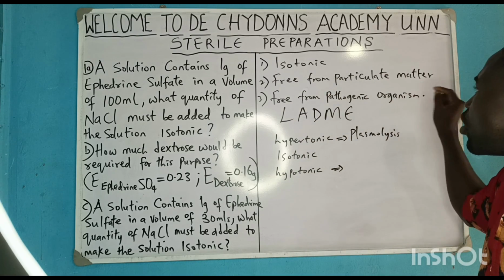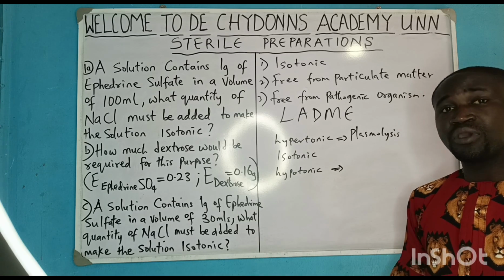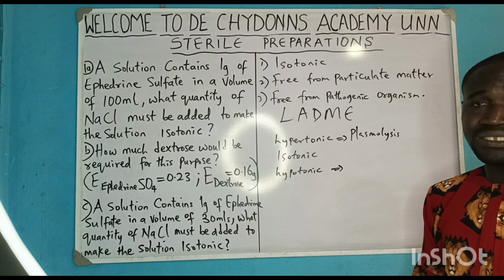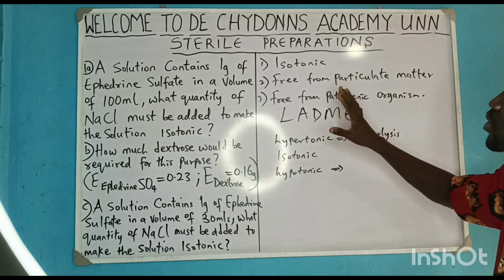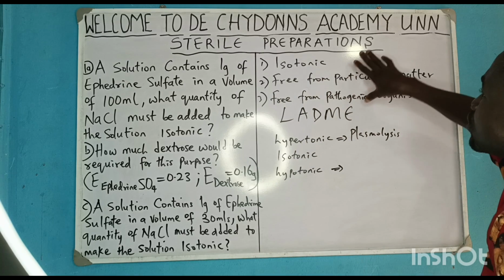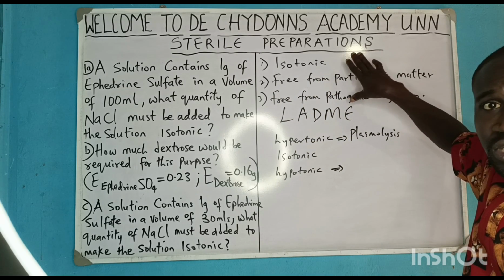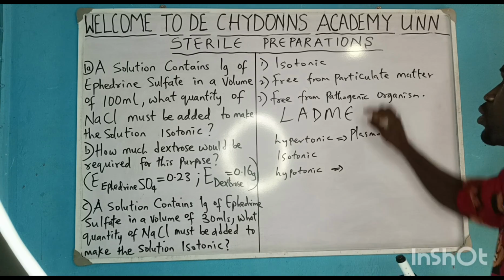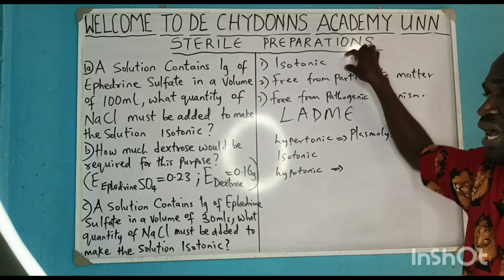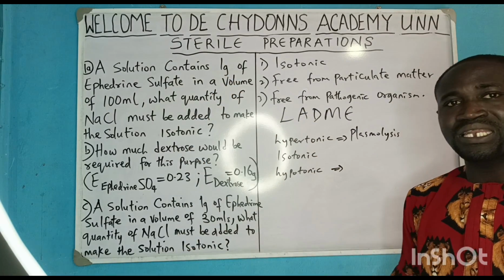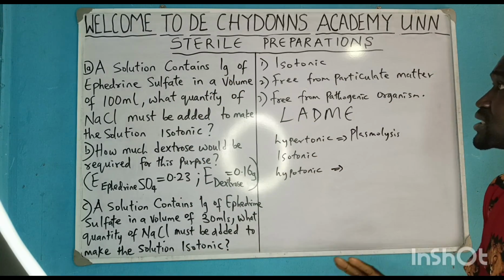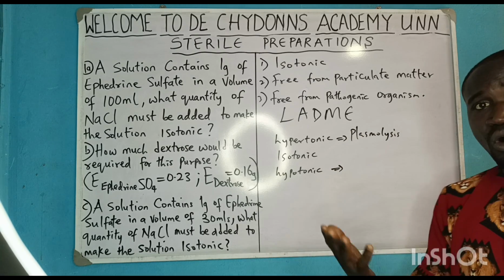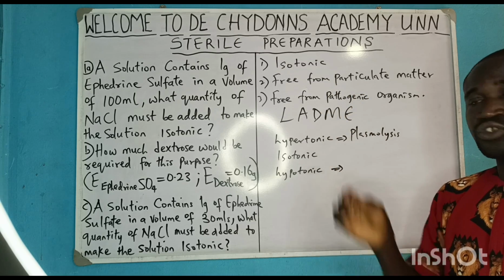Free from pathogenic organisms. Yes. Because the organism will attack the cell if it is not free from it. And that is why we say a sterile pharmaceutical preparation must succeed to what? To meet these three conditions just mentioned. Now, in this video, we want to concentrate on isotonic solution, and we have some questions here that will help us appreciate this topic. In subsequent videos, we will discuss more about this because it is a broad topic, so to speak.